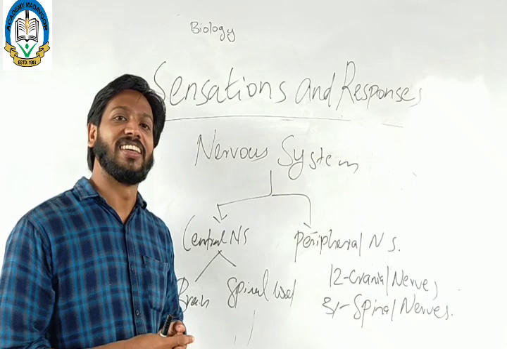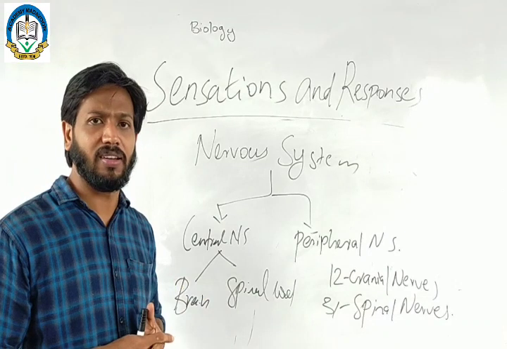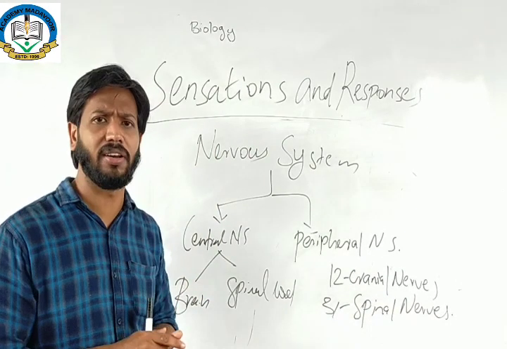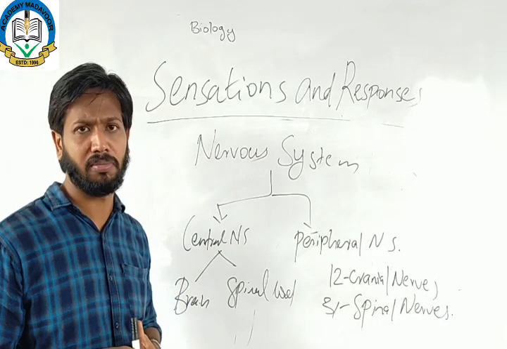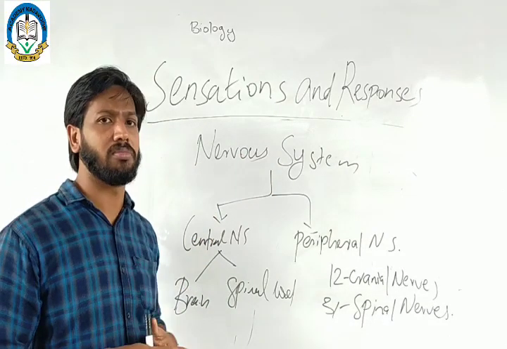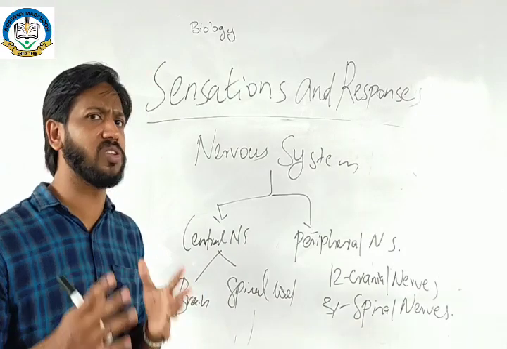Students, today we are discussing the nervous system. Last class we already studied different parts of the nervous system. Before we begin, we can check what we studied last class.